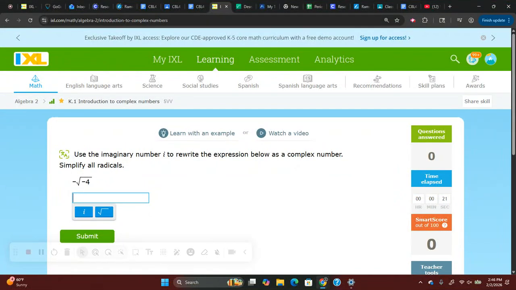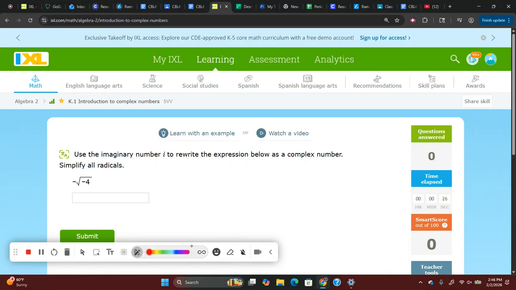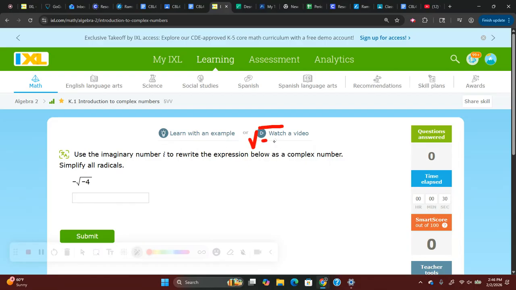Students, we go over K1, Introduction to Complex Numbers. So first, we've got the formula. If you have the square root of -1, this is i. Okay, so let's rewrite this.